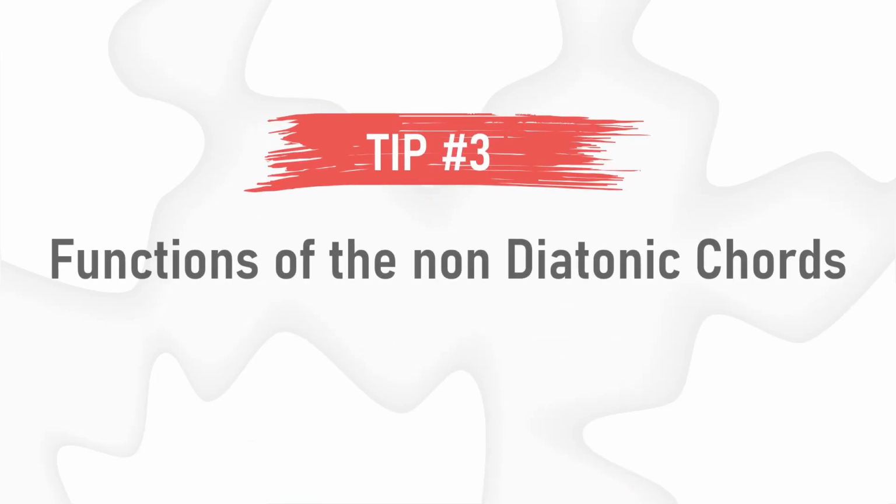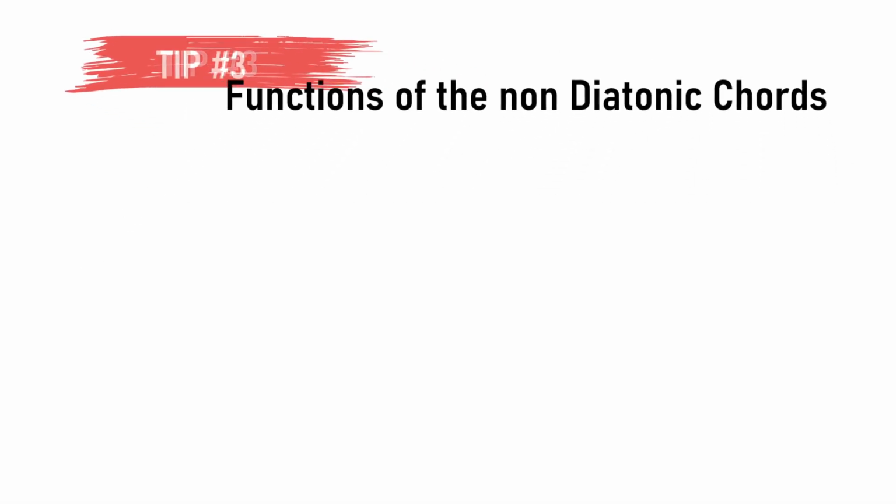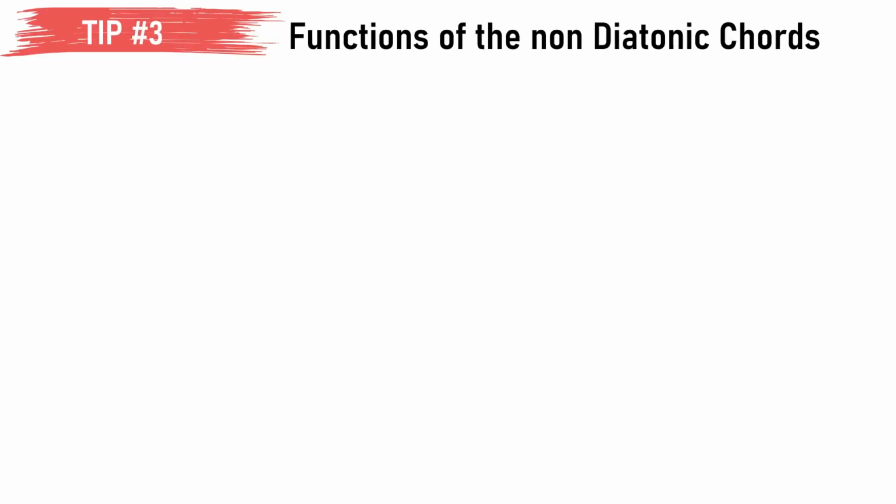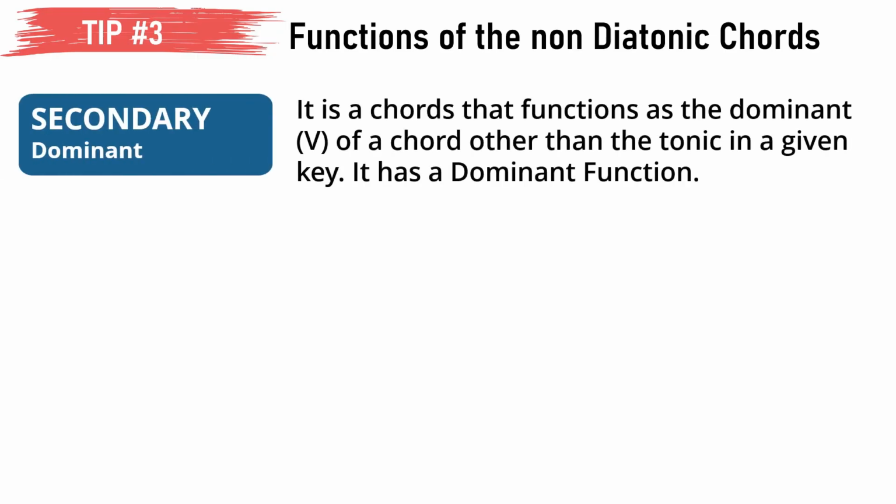And what about the functions of the non-diatonic chords, the chords that don't belong to the scale? In general, all non-diatonic chords tend to create tension and therefore have a dominant function, but not always. Secondary dominant, a chord that functions as the dominant, the 5th, of a chord other than the tonic in a given key. It has a dominant function, it creates tensions.